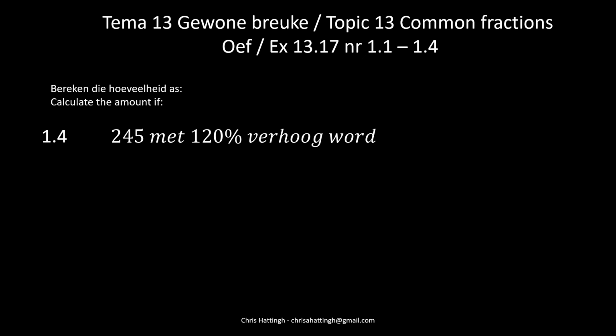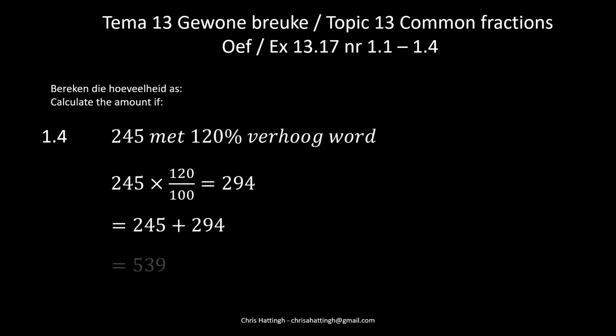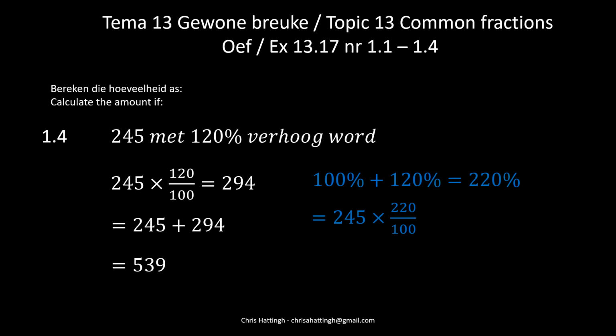Number 4, 245 is increased by 120%. So 245 times 120% is 294. If you add the 294 to 245, you get an answer of 539. Alternatively, you're looking for 220% of 245. So if you multiply 220% with 245, you get 539.